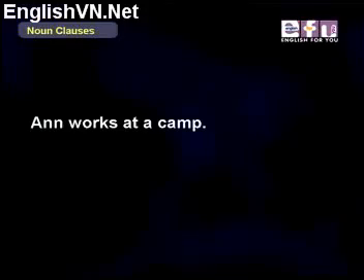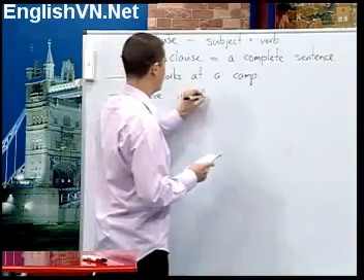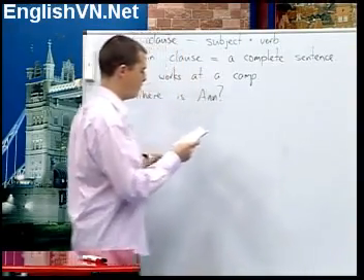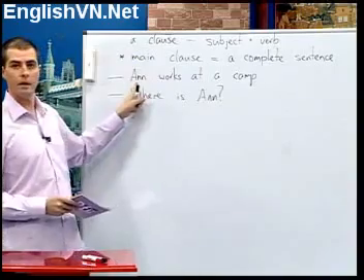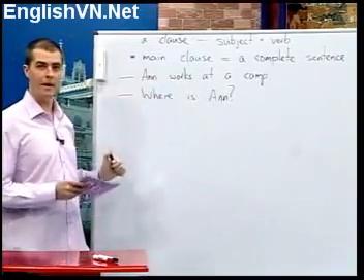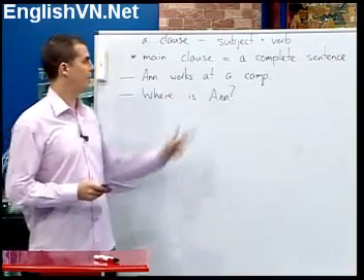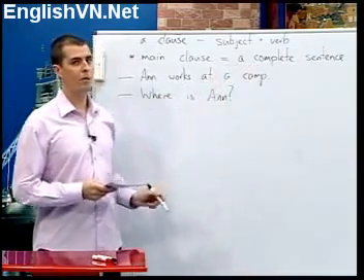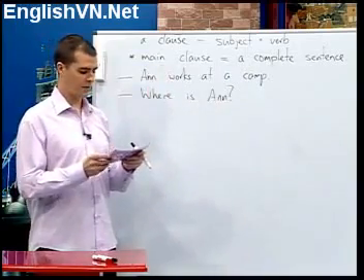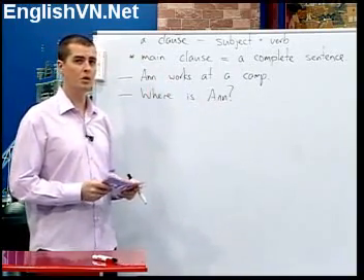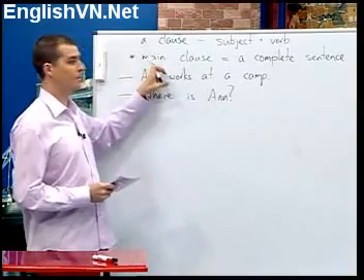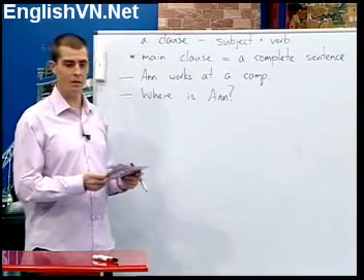We have Anne works at a camp. And another one is, where is Anne? Now, both these sentences have a subject, Anne, and where, and the verb, works and is. So they are both complete sentences, therefore they are both main clauses. They're called main. Sometimes you can call them independent clause. A main clause or an independent clause.